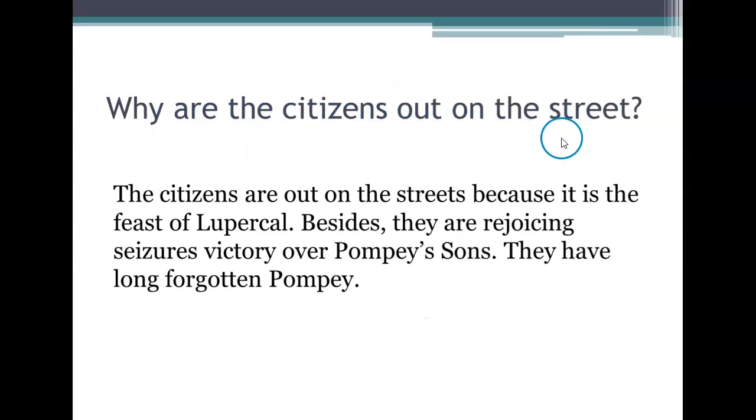Why are the citizens out on the street? The citizens are out on the streets because it is the feast of Lupercal. Besides, they are rejoicing over Caesar's victory over Pompey's sons. They have long forgotten Pompey.